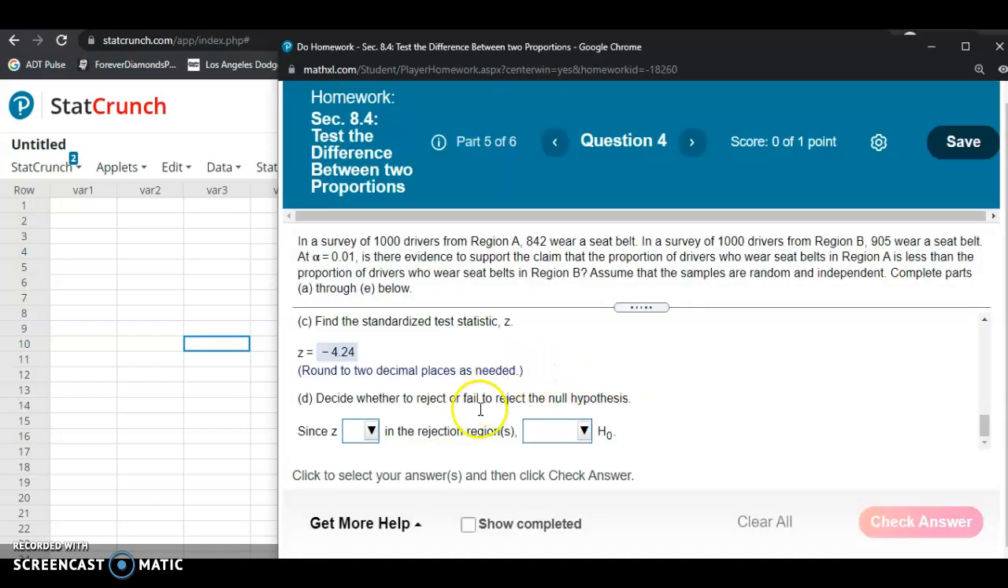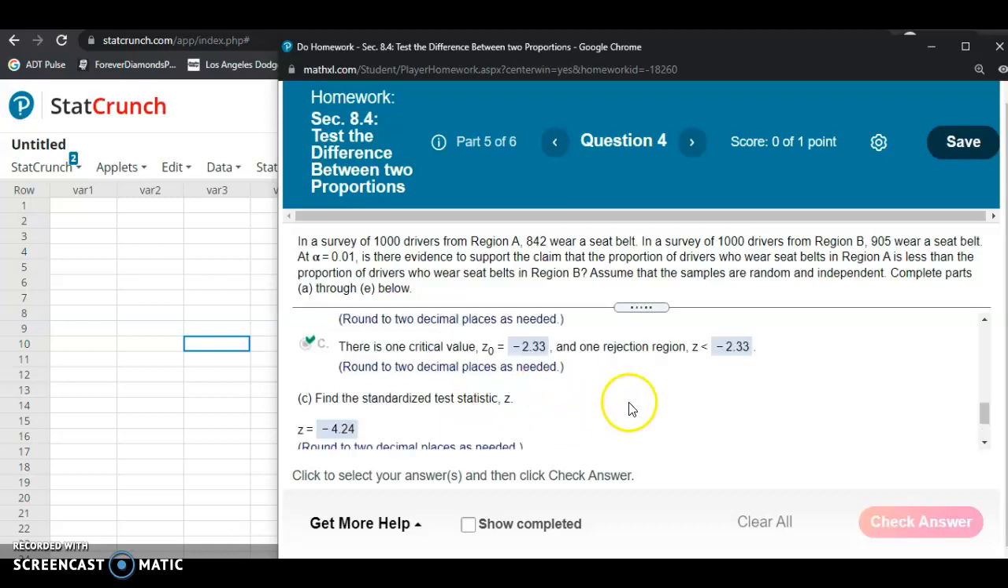Based on the value of that test statistic, we're going to compare it to the critical value and the rejection region. Remember, if we get a z value that's less than the critical value, we automatically reject the null hypothesis. On the other hand, if we have a z value that's not less than the critical value, we do not reject the null hypothesis. The critical value was negative 2.33.